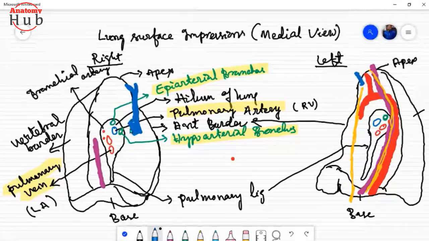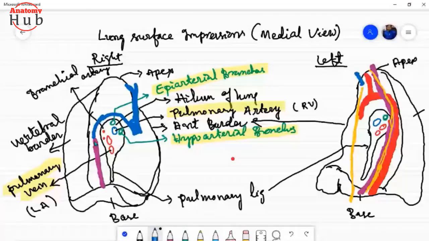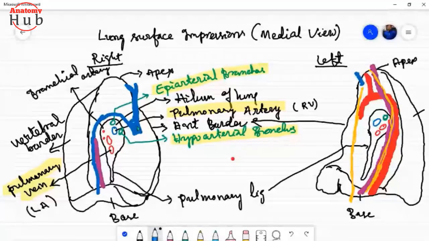So this azygos vein is making an impression over here. Here you'll find what is that? The arch of aorta at the left lung, but at the right lung you'll find the presence of your azygos vein. This azygos vein is going posterior to the esophagus, and it is just running downward in this way. So anteriorly you'll find the superior vena cava of the right lung, and at the apex you'll find the brachiocephalic vein.